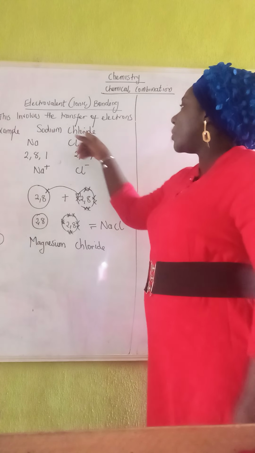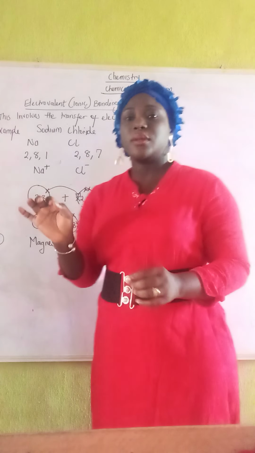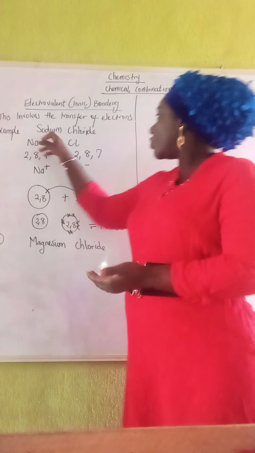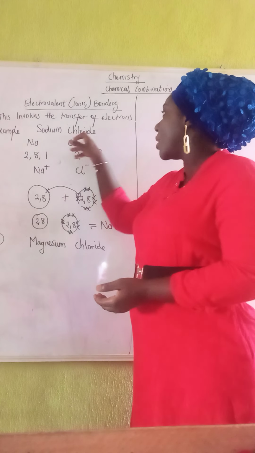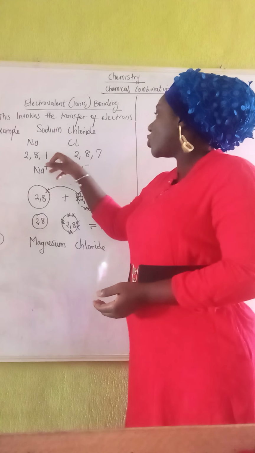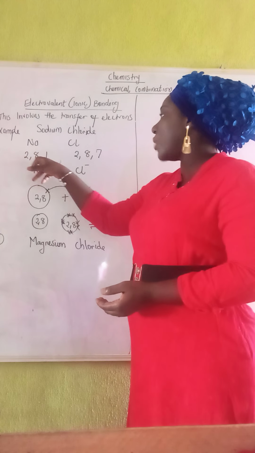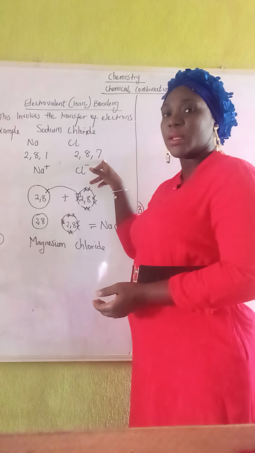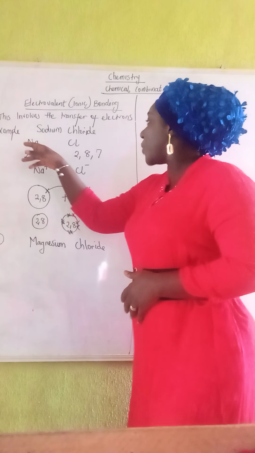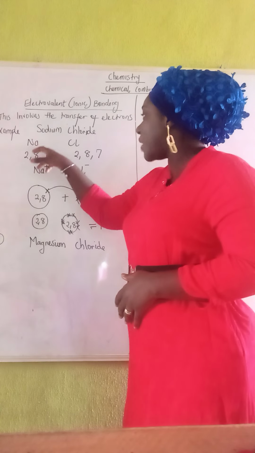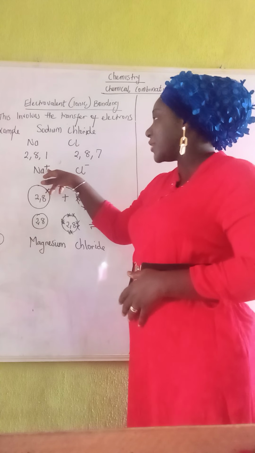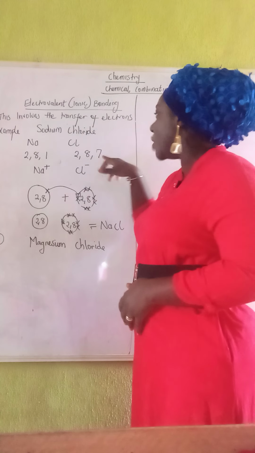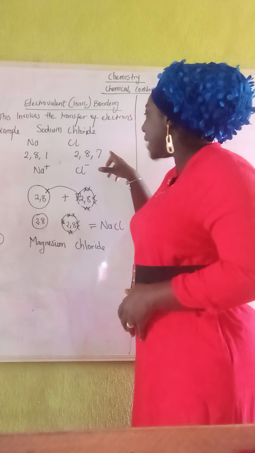For example, sodium chloride. If you are given a compound, the first thing you have to do is to analyze the elements that constitute the compound. Sodium chloride. So we have sodium here, we have chlorine here. Sodium has this electronic configuration 2,8,1. Chlorine has 2,8,7. So it is possible, invariably, sodium will have to give out this 1, and that is why it's having the plus. While chlorine will be accepting 1 from the sodium to fill the 7 and make it what?